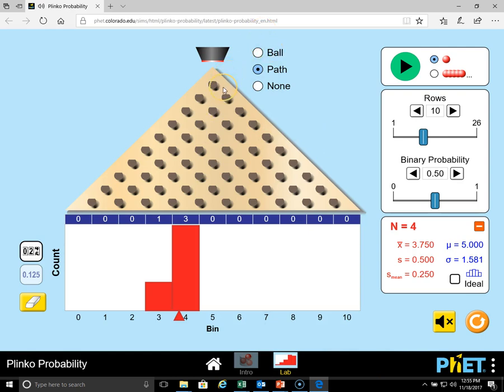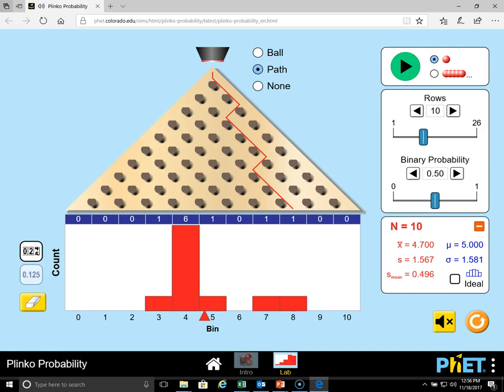You will only see the path that the ball goes through. So let's get another data point in our sample, and that one was also a 4. And the next one was also a 4. And the next one was a 7. And the next one was also a 4. And there you have a 5. And we're at n equals 9, and here's n equals 10. And look at that histogram. Doesn't look normal, but this is a very small sample size.